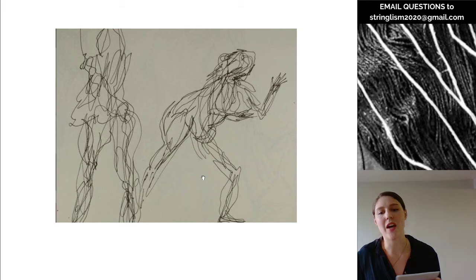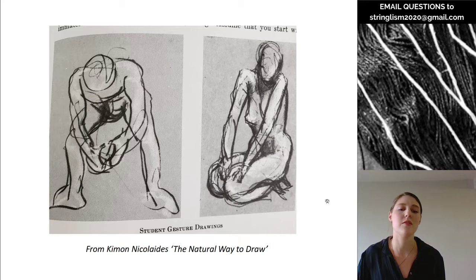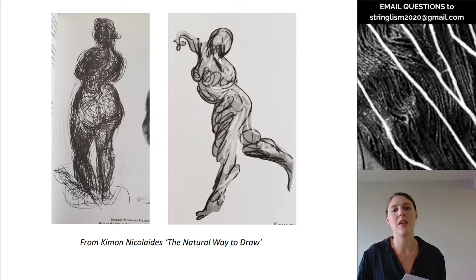Here's some other examples. These are student drawings from the book The Natural Way to Draw by Kimon Nicolades. So you can see here some of the marks made are giving you a sense of the direction of the limbs and they're just beautiful. I find them really beautiful. Another couple examples where you can kind of see the comparison that can be made between some kinds of mark making and using yarn or long strands of fiber to create imagery.